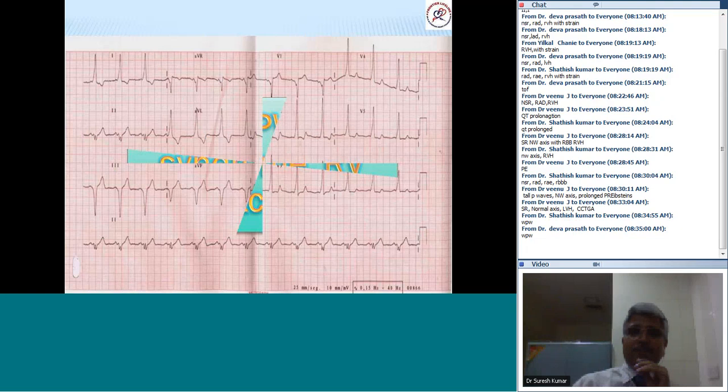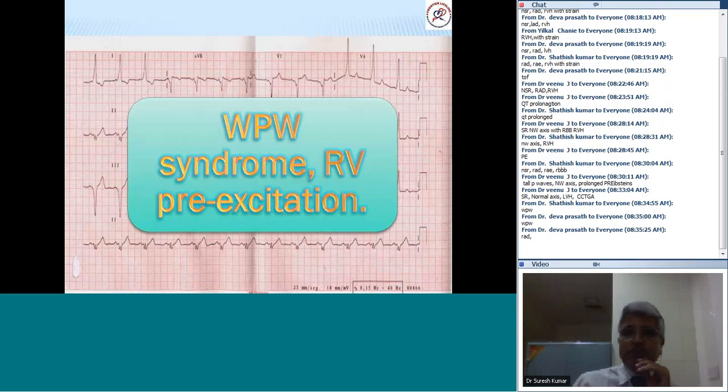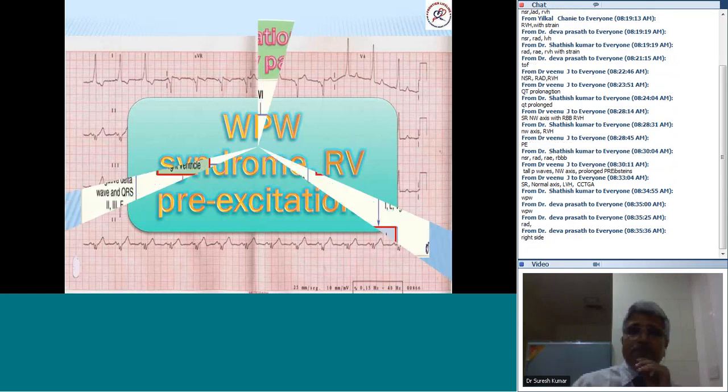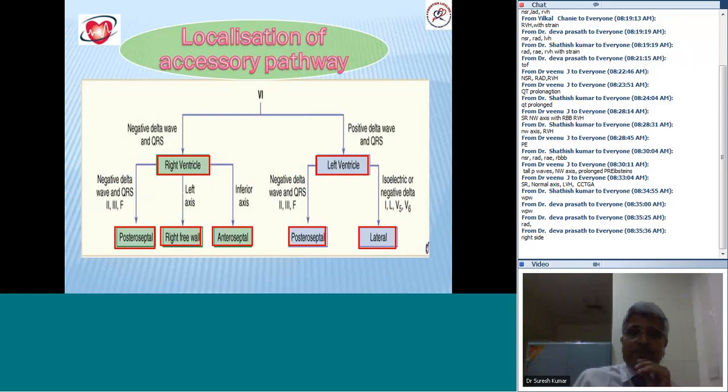So this is right ventricular pre-excitation for sure, because it's a negative delta in V1. And if you would like to know how we would localize the accessory pathway, look at the V1 delta wave. If the V1 delta wave is negative, it's an RV pre-excitation. If it is positive and the QRS is positive, it is an LV pre-excitation.